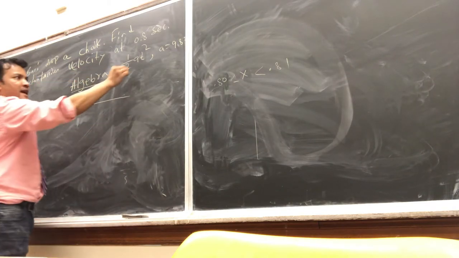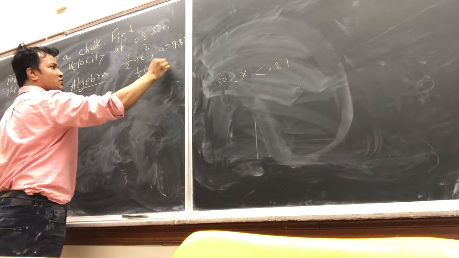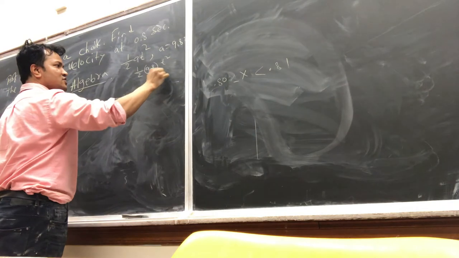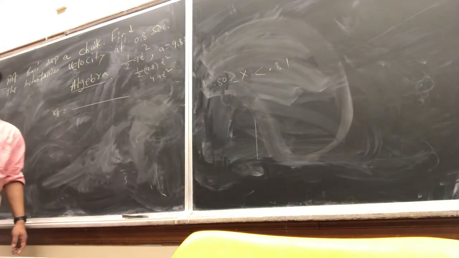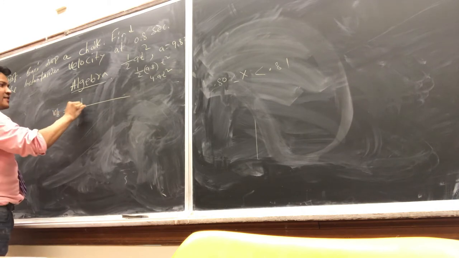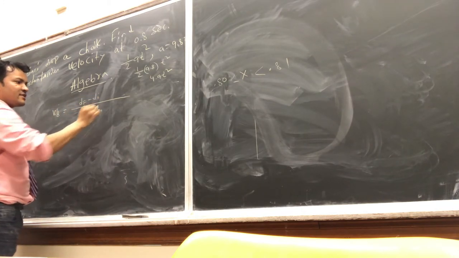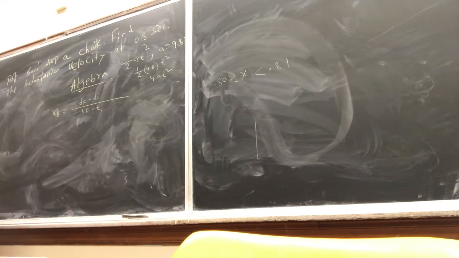What is this then? Half of 9.8 t squared. That means 4.9 t squared. Is that okay? Alright. So now d final minus d initial over t final minus t initial. Is that formula okay? Yes. The slope of algebra.